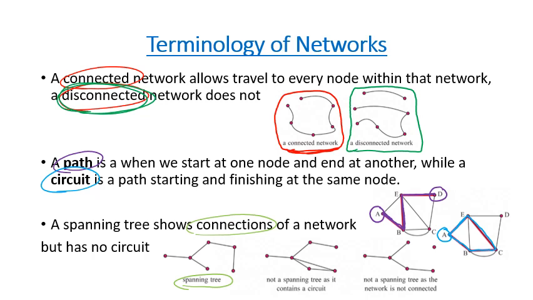In our second example, it contains a circuit. The circuit is this here. That's a circuit because we can start and finish at the same node. So therefore, that's not a spanning tree. And in this last example, we actually have a node that's not connected to anything. And if it's not connected to anything, then it's not a connection on the network, and therefore it is not a spanning tree.